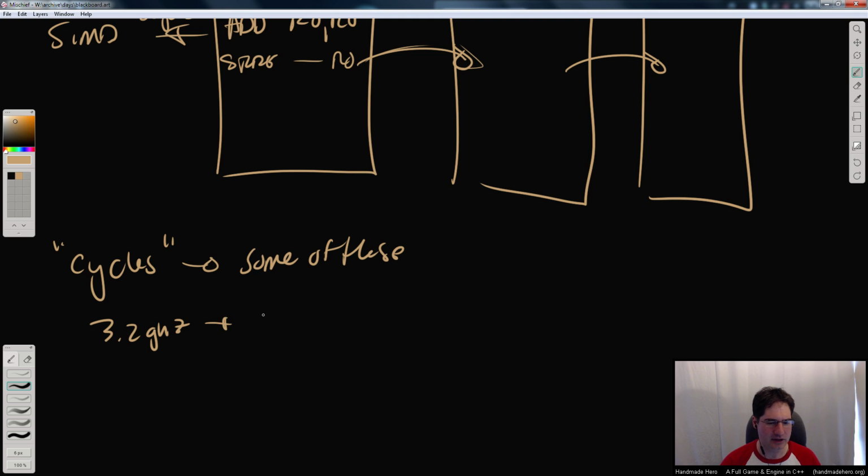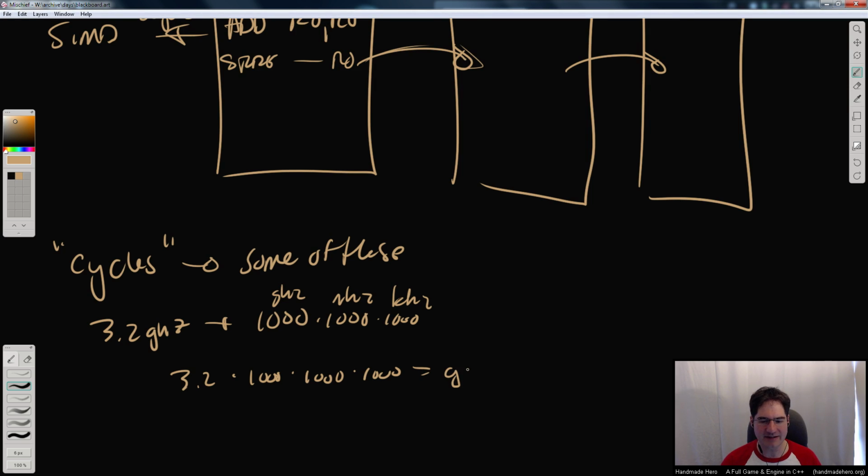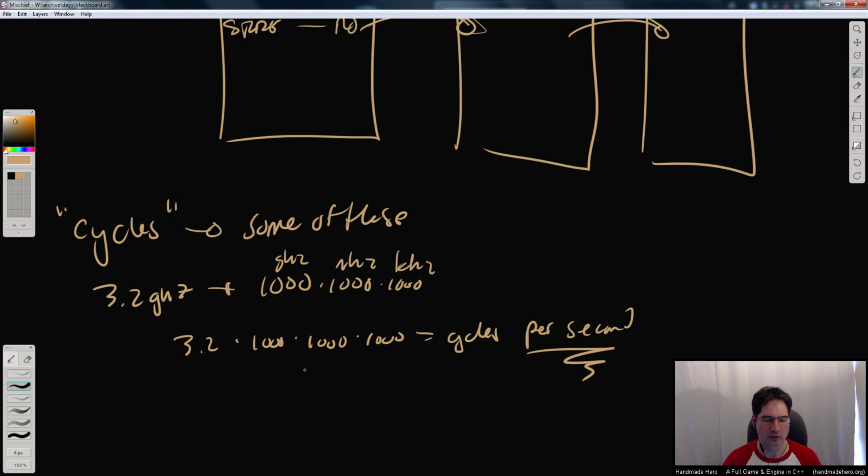Gigahertz is an SI unit, so it's actually 1,000, not 1024 like gigabytes. So a gigahertz is actually 1,000 times 1,000 times 1,000. This would be kilohertz, this would be megahertz, this would be gigahertz. So we're talking about 3.2 times 1,000 times 1,000 times 1,000. That is how many cycles per second we expect this processor to run at.